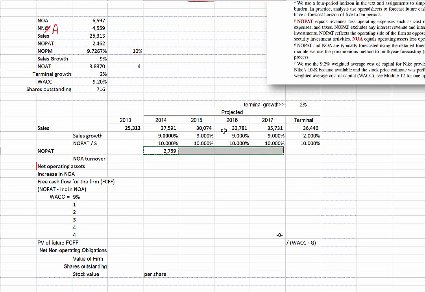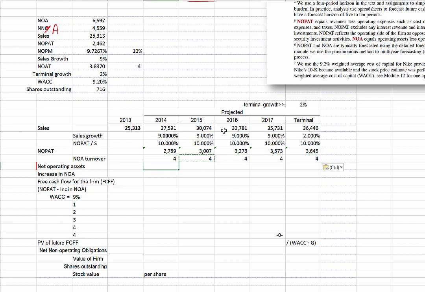Copy and paste. And there are my net operating profit after tax numbers out through the terminal growth period. Now my net operating asset turnover, I computed that to be 3.837. Your authors rounded it to 4, so let's use their number. Copy that formula and paste it all the way out to there.